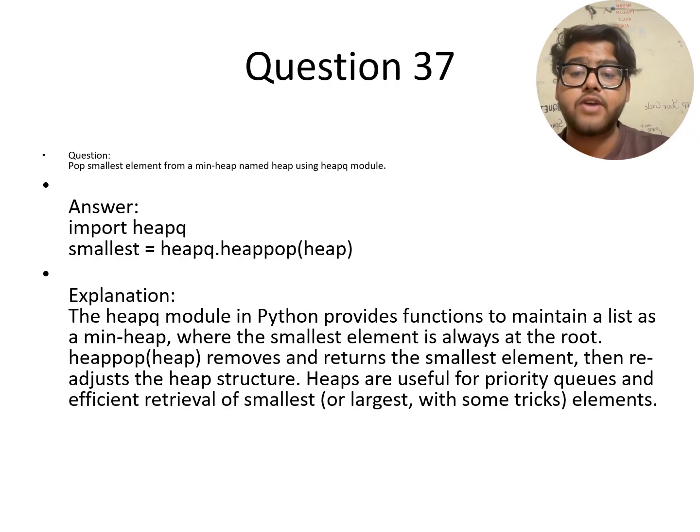Question number 37, pop smallest element from a min heap named heap using heapq module. The heapq module in Python provides functions to maintain a list as a minimum heap where the smallest element is always the root, removes and returns the smallest element, then readjusts the heap structure.